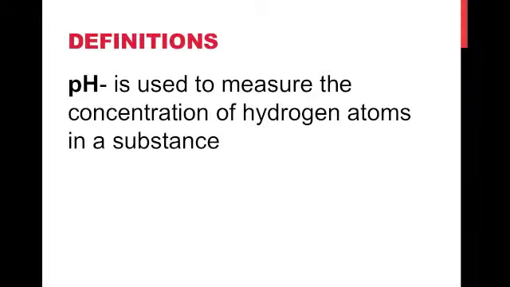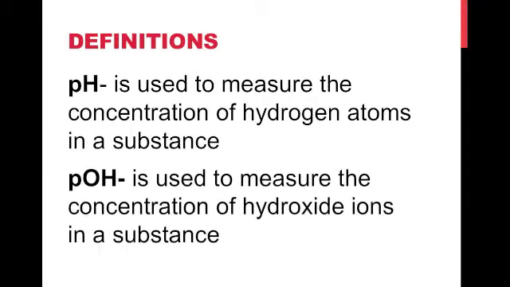The definitions. pH is usually used to measure the concentration of hydrogen atoms in a substance, and pOH is used to measure the concentration of hydroxide ions in a substance. So they're basically the same thing, except they're measuring different atoms: pH, hydrogen, pOH, hydroxide.